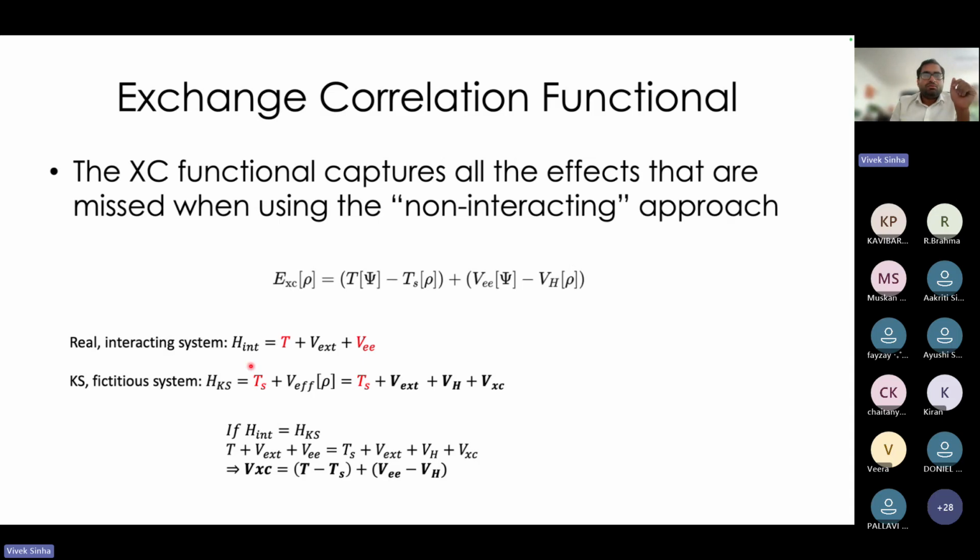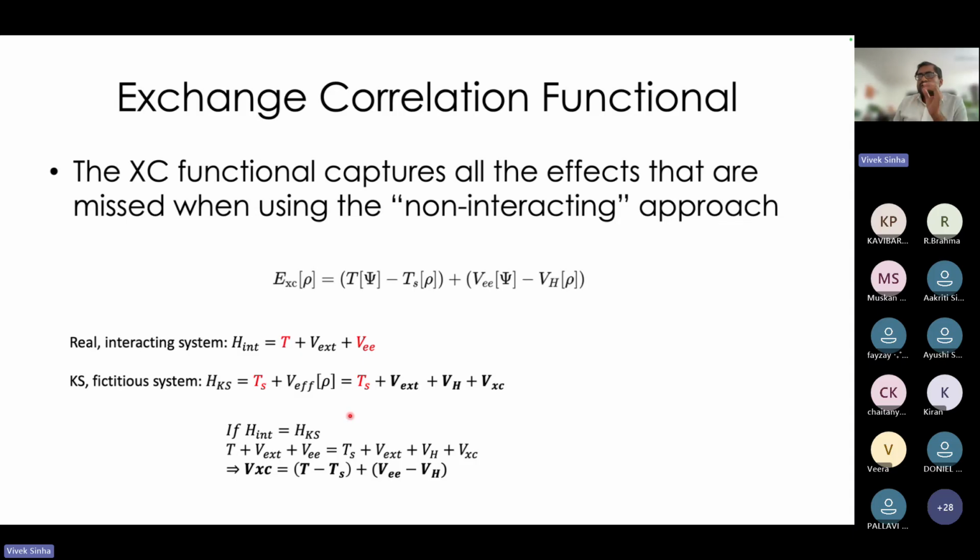If you write and say that this interacting Hamiltonian and the Kohn-Sham Hamiltonian are essentially the same because I'm using a correct exchange correlation functional, you will arrive at this term by equating them and doing a little bit of algebra here and there. So essentially what you are trying to do is get an exchange correlation functional that will capture all the effects that were missed during the non-interacting approach.